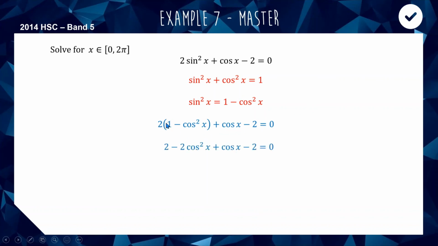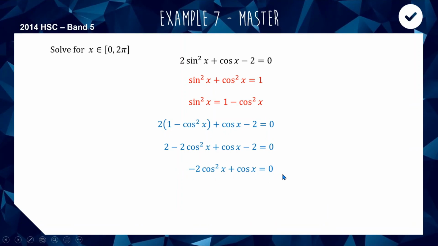Okay, so we get 2 minus 2 cos squared x plus cos x minus 2 equal to 0, which is already pretty convenient because we've got a 2 at the front and a minus 2 on the end, and those two are going to cancel out and leave us with minus 2 cos squared x plus cos x equal to 0. Okay, now we're at the point where we're looking similar to the last question where we can do some factorizing and solving.